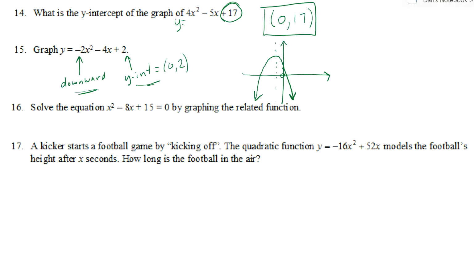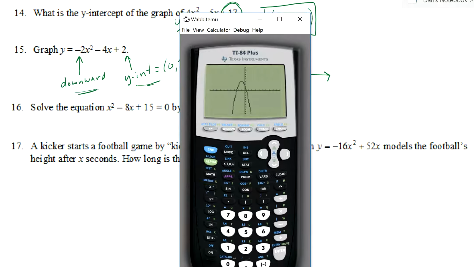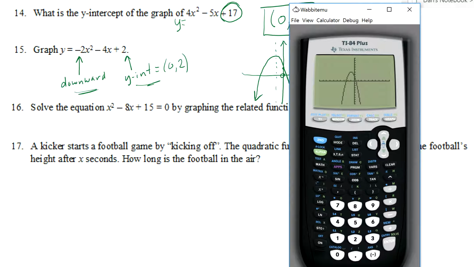Solve this by graphing the related function. What that means is you want to find the x-intercepts. Okay, so if we graph this, it's number 16. Let's clear that, go there. So we have x squared minus 8x plus 15, graph.